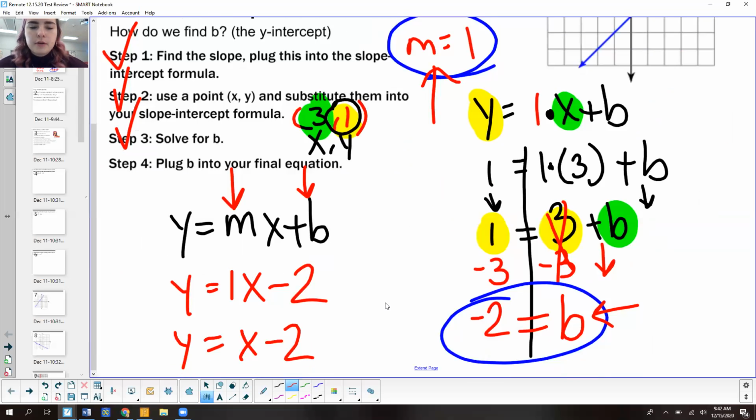All right, lots of moving parts in this do now. Are there any questions about anything? We're going to do lots of examples today because we're doing test review the next 3 days.